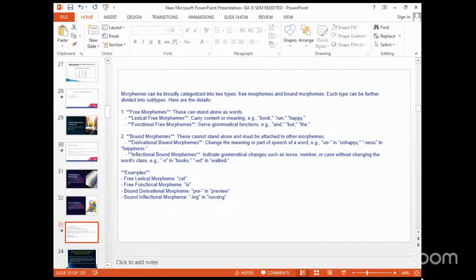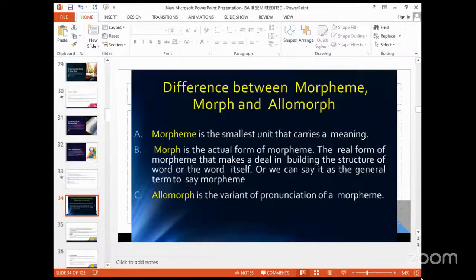And next, coming to free lexical morpheme, for example, cat. Free functional morpheme: all the grammatical words are the functional ones, right? Bound derivational morpheme, as in the example, free interview. Bound inflectional morpheme, ing, as in running. Right. Okay.